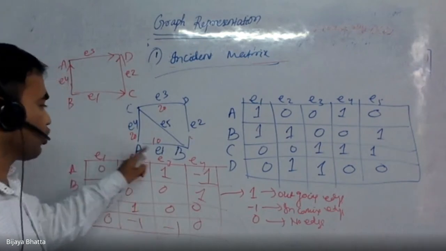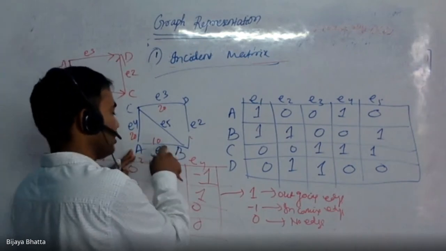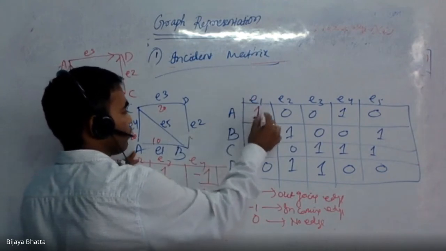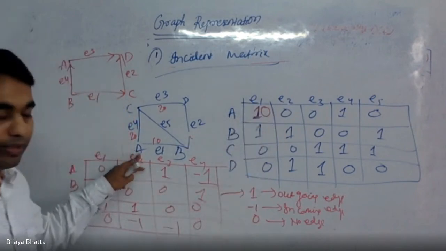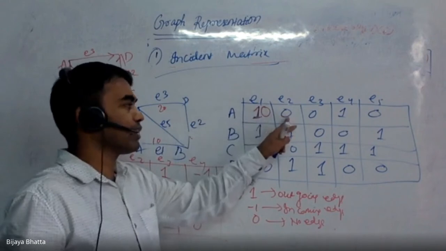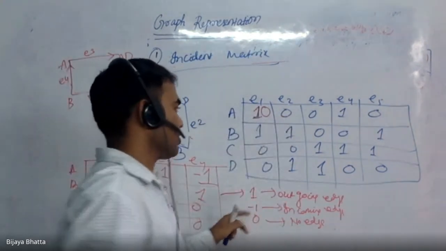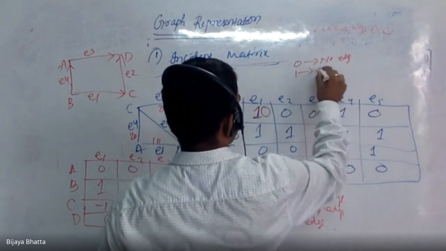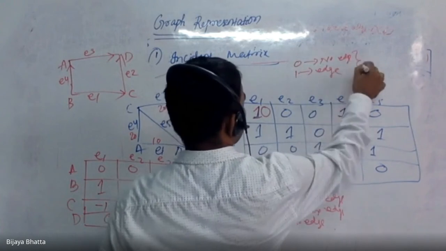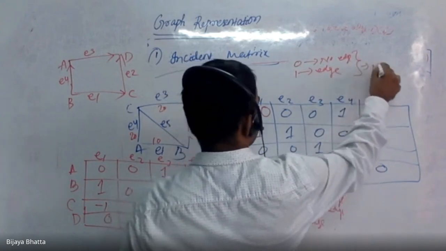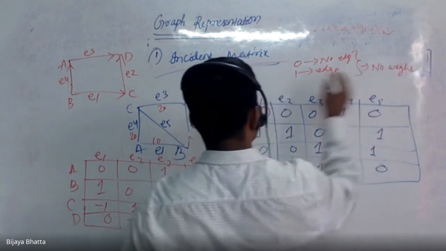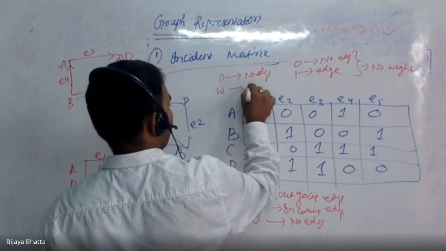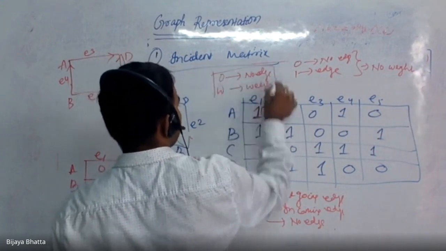So what does that mean? A to B, there is an edge E1. So instead of 1, you will put 10. What does that represent? If there is 0, this logic will generally change. So 0 means no edge, 1 means edge, this was for when there is no weight. If there is weight, 0 means no edge, then W means weight. So this is for the weighted graph.